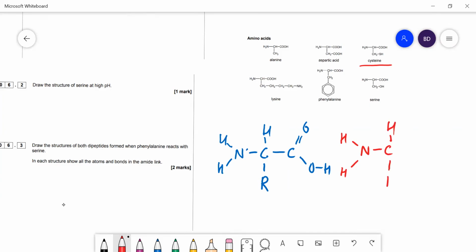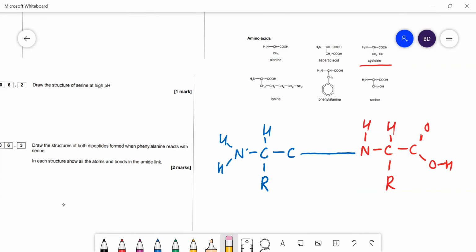And now to form the amide or the peptide link, all we're going to do is lose the water here. Okay, so let's get rid of that. And now, so we've got rid of the water, and we're going to form a new bond between the carbon and the nitrogen. There's nothing to make it, but it just looks a bit neater if you do it like that. That oxygen looks particularly scruffy. Change that. So we've got that.